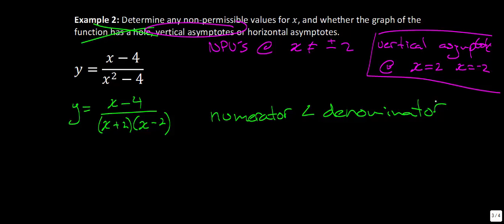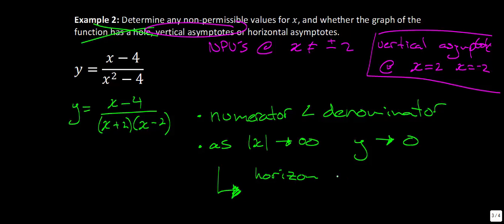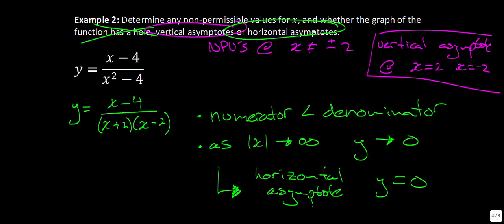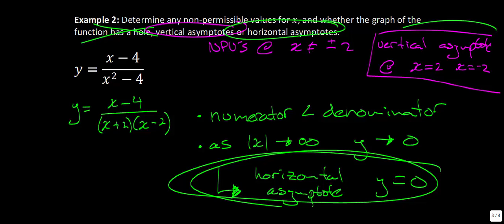So when that happens, what we can say is as the absolute value of x approaches infinity, we know that y is going to approach 0. All right. So what can we say from this? We now know that we have a horizontal asymptote that is located, or is the equation y equals 0. Okay, so we found our horizontal asymptote, that was this guy right here. We found our vertical asymptote, and we determined that the graph did not have any holes in it.